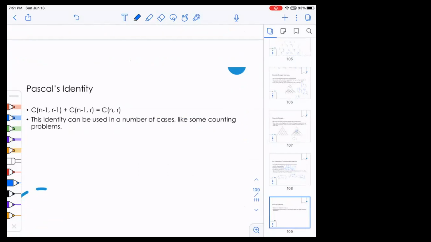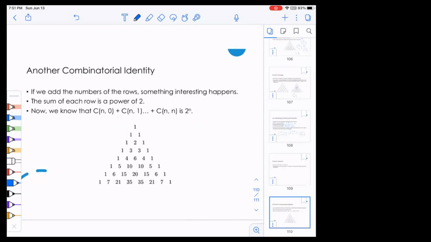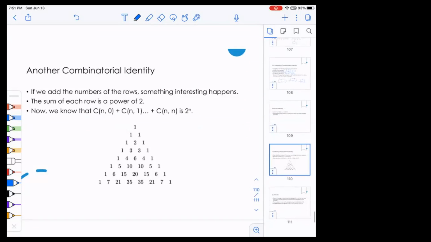This identity can be used in a number of cases like some counting problems. So now we're going to learn about another combinatorial identity. If we add the numbers of the rows, something interesting happens. We have 1, 2, 1, plus 2 plus 1 is 4, 8, 16, 32, 64, 128. So now we learned from this that the sum of each row is a power of 2. Since this is the 0th row, this is 2 to the power of 0, 2 to the power of 1, 2 to the power of 2, and so on.